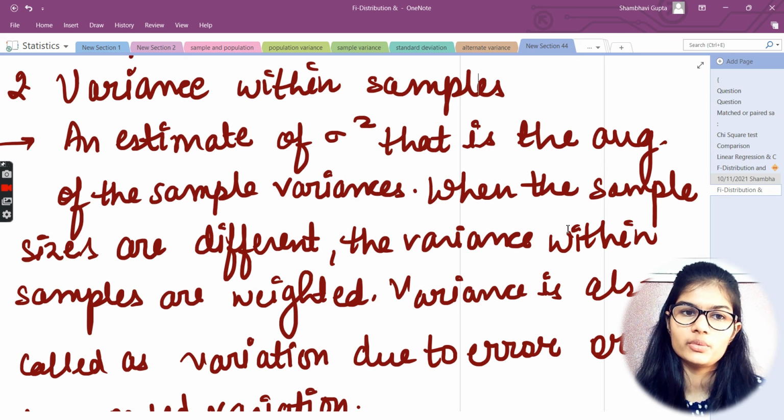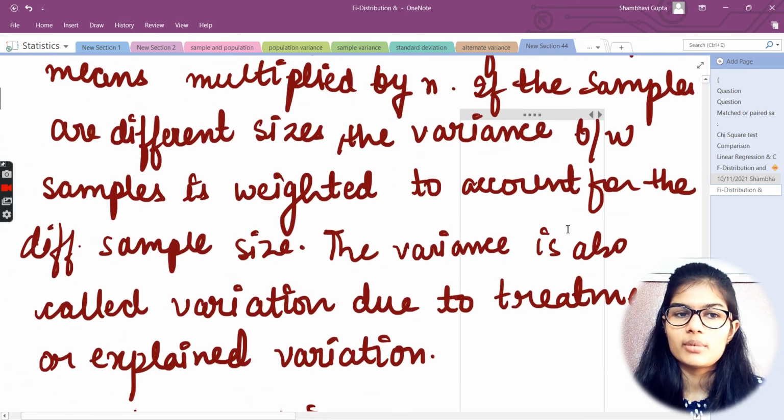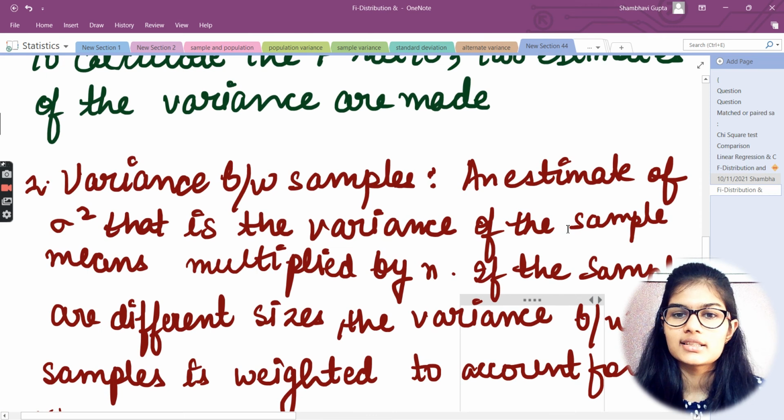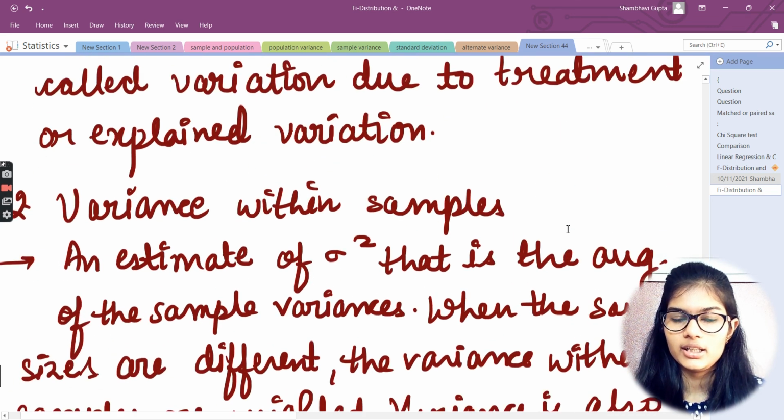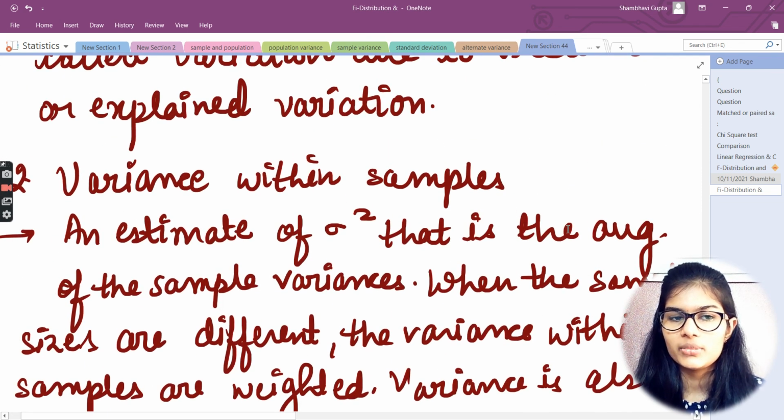I hope I am clear with both of these regarding how to calculate the F ratio. Two estimates of the variances are made. Above we saw the variance between samples, which was an estimate of sigma square, the variance of the sample means multiplied by n. And the variance within samples is an estimate of sigma square, that is the average of the sample variances, right?